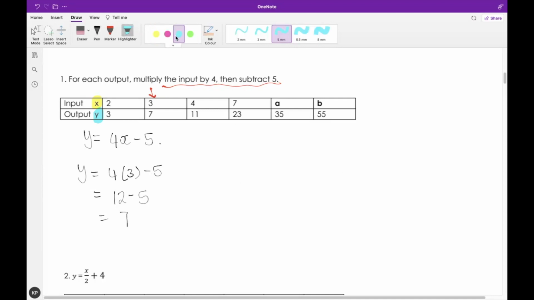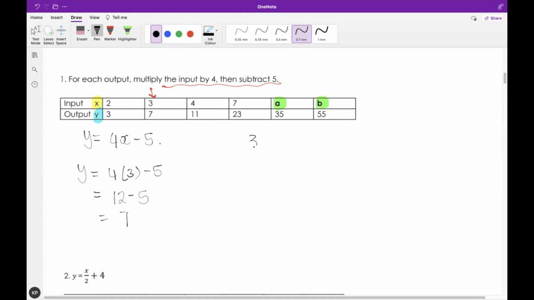Now, they said to us, we need to figure out what A and B are. So for A and B, are we going to substitute them at the X or at the Y? Look at where they are on the table. Are they inputs or are they outputs? There we go. So we're going to substitute 35 and 55 at Y because that's what's given, right?